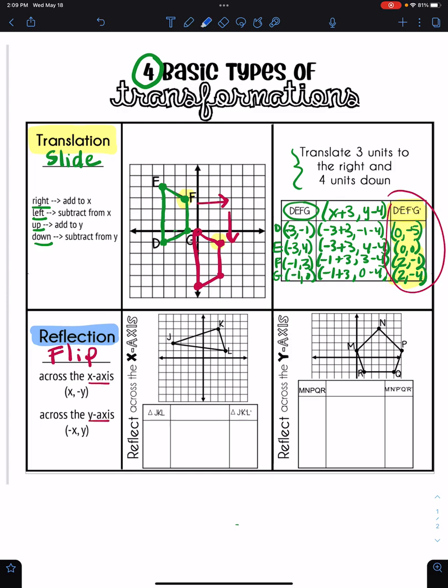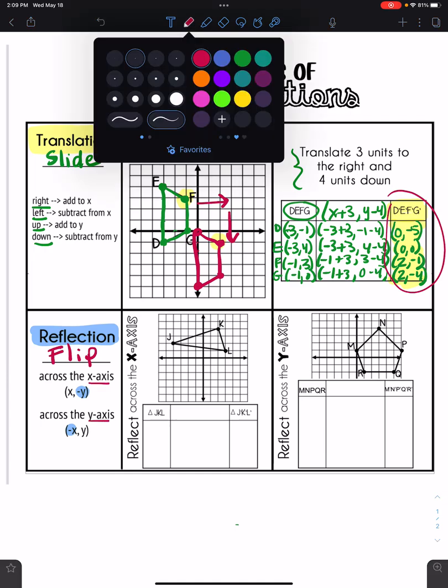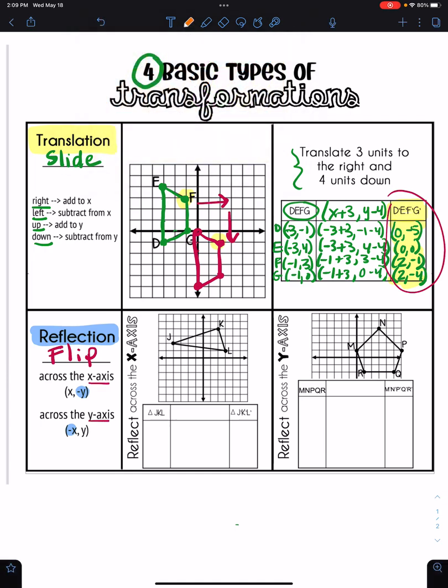So when we flip it across the x-axis, we're going to keep x the same and do the opposite of y for our new ordered pairs. And when we flip over the y-axis, we keep y the same and we do the opposite of x. So there's an easy way to remember that. Obviously, you probably already thought that when we're flipping it over the x-axis, the x stays the same. And when we flip it over the y-axis, the y stays the same.